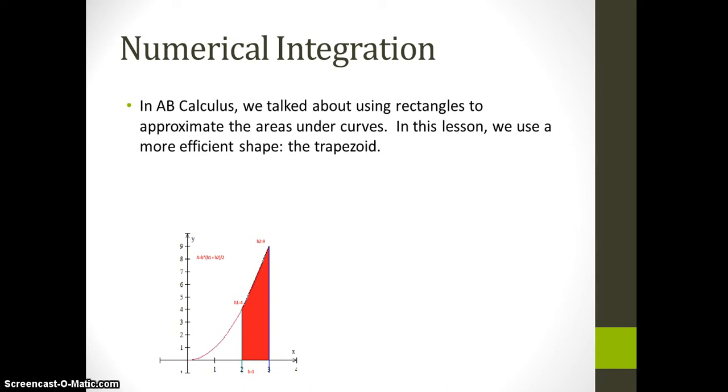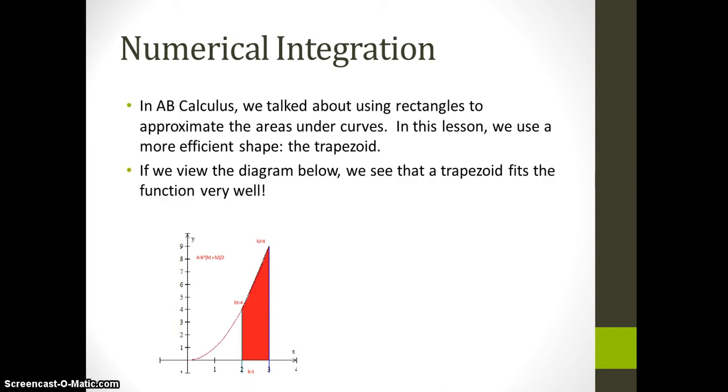What the trapezoid allows us to do is have two heights that we're essentially averaging, the left and the right heights, in order to find the area of the trapezoid. Why does the trapezoid fit the function very well? Because it's the average of the left and the right rectangle approximations. Please note that it is not the midpoint approximation as we studied earlier in AB calculus and will return to later.